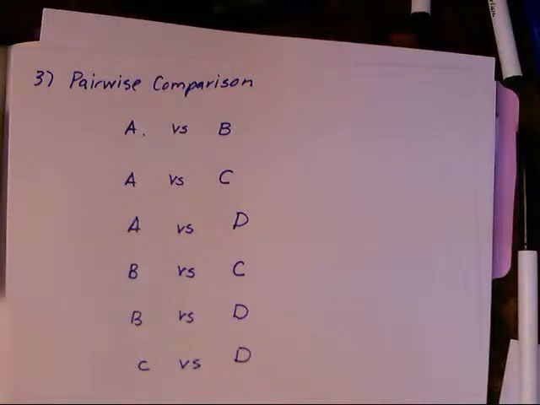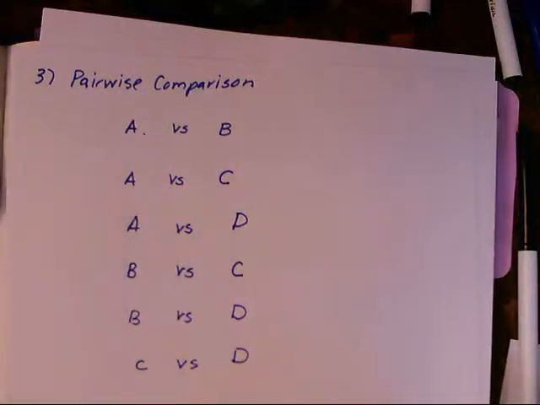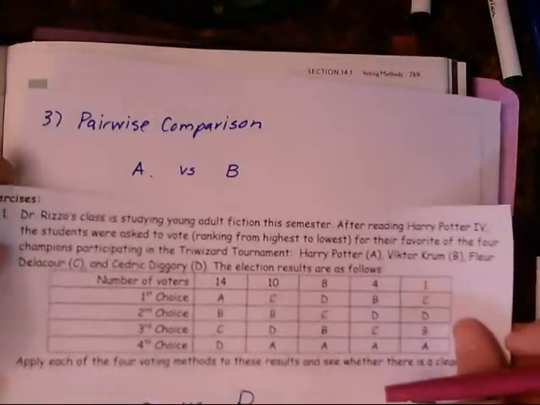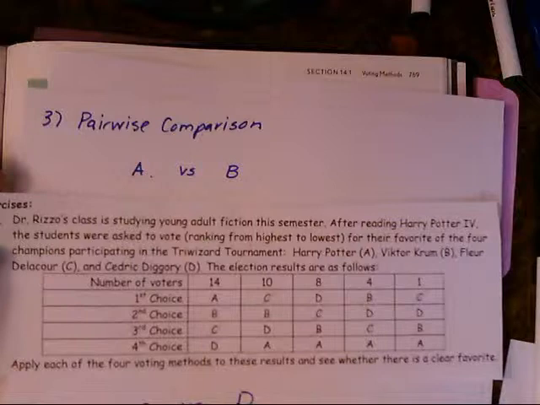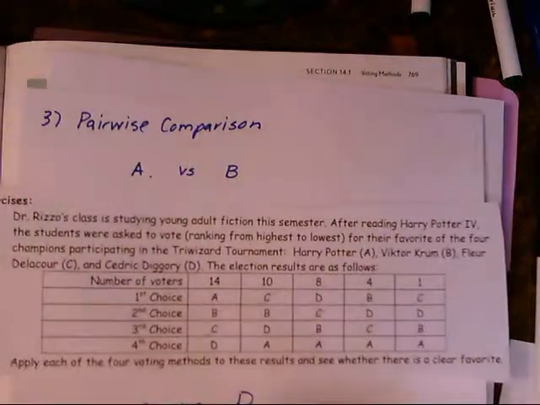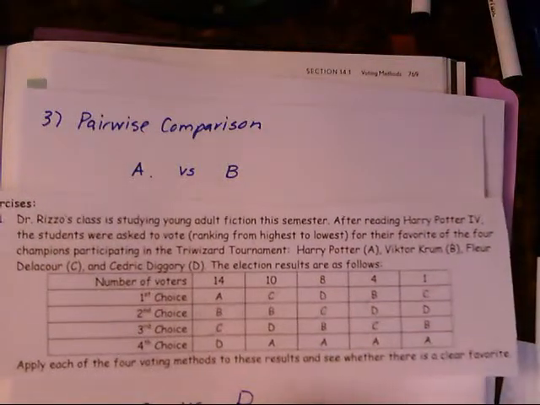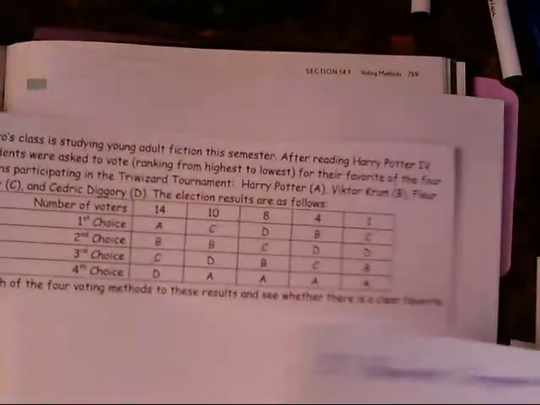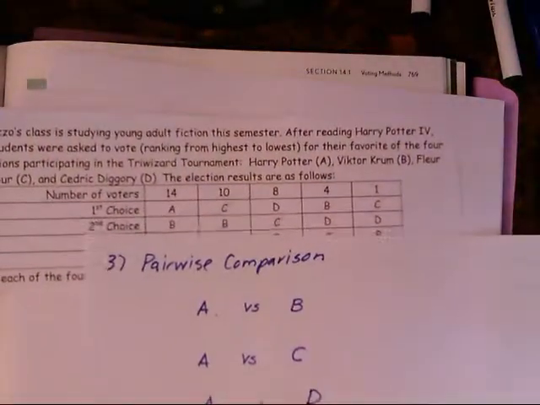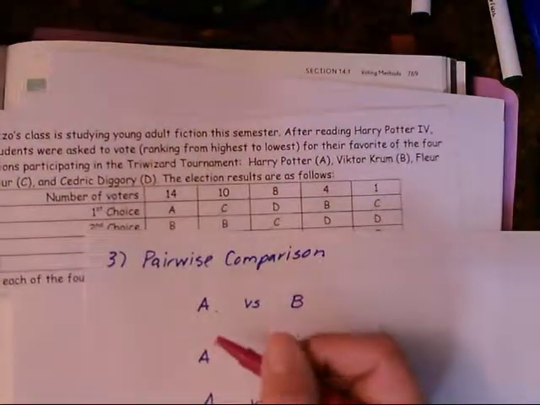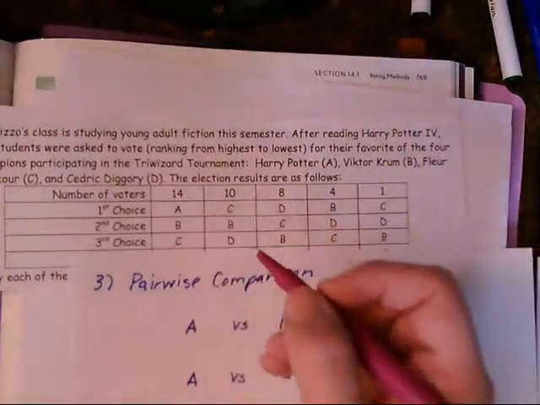Okay, now we need to figure out which of each pair is more liked, okay? So let's look at the table comparing A and B and see which is liked more in each of the group of voters that are in this problem. Okay, first we're comparing A and B.